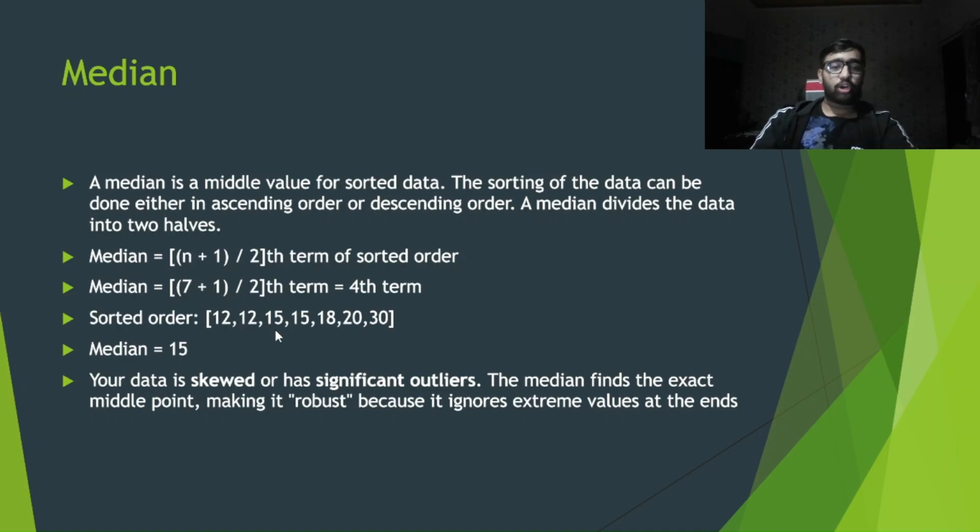Here we have the sorted order and its fourth term is 15. Hence our median is 15. We have to use median when our data is skewed or has significant outliers. The median finds the exact middle point, making it robust because it ignores the extreme values at the ends. So if our data is symmetric, then we use mean. If it is skewed, then we use median.